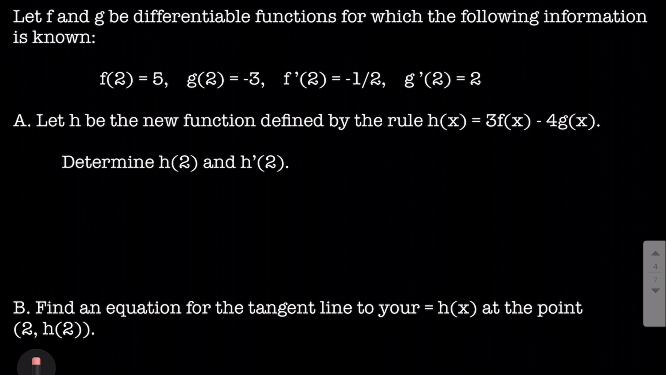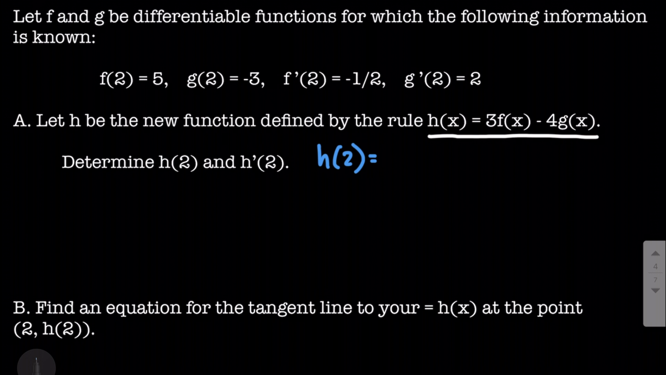Okay, in this example, we're told that f and g are both differentiable functions. We're given some information about f at 2, g at 2, f prime at 2, and g prime at 2. And we're also told about this function h of x that's defined in terms of f and g of x.